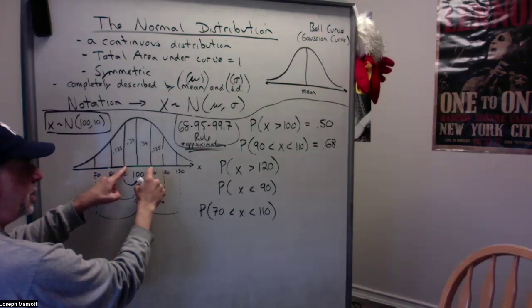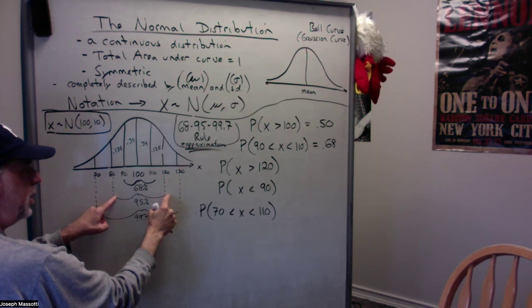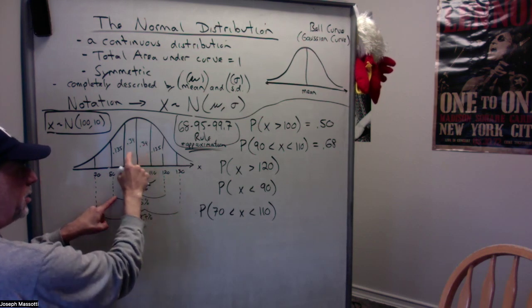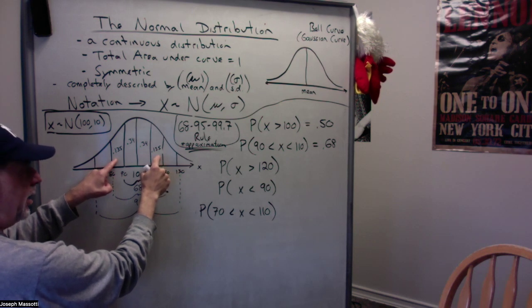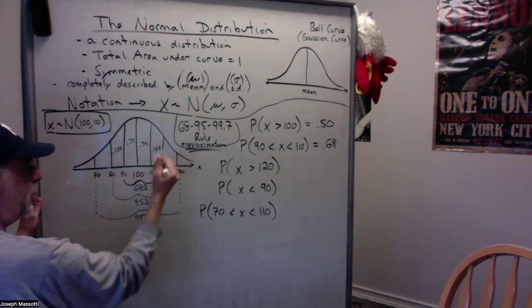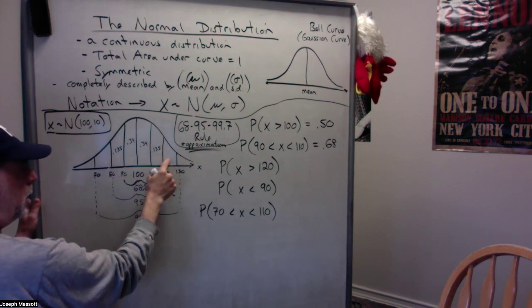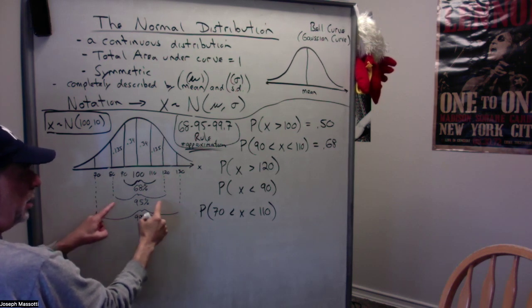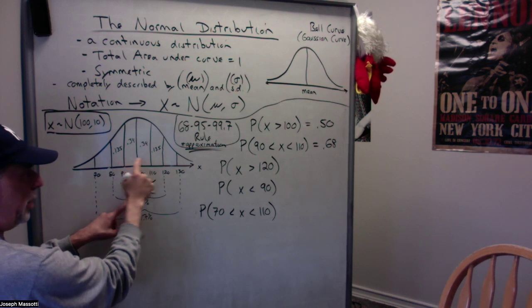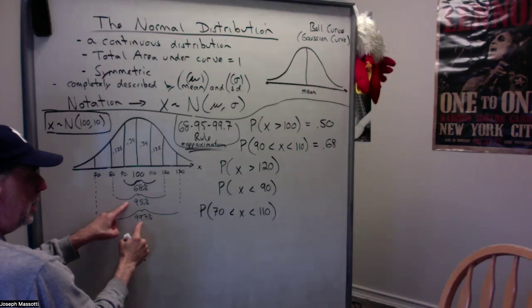So 68% between these two values, 95% between these two values. If you add all this up, 68 and 27, then we're going to get 95. And we continue for these two. So now 99.7% minus the 95 that has already been taken up here. So again, the difference here is 4.7%.